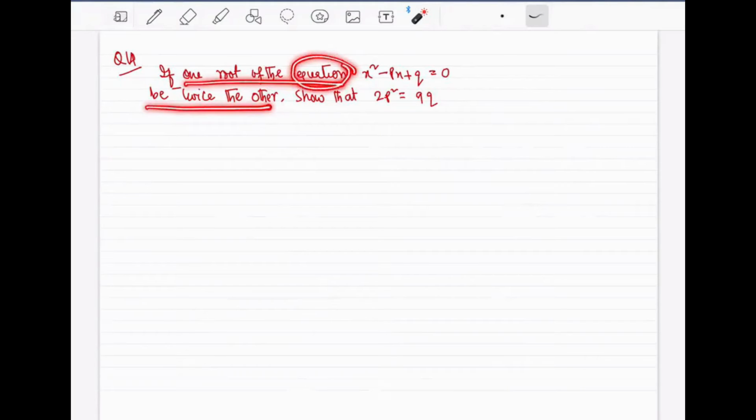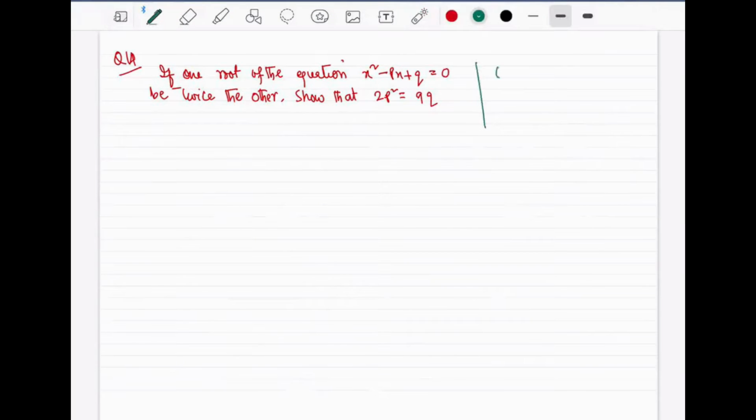What is the equation? The equation is right here. One root is twice the other. That's the given. What is given here according to the question? One root is twice the other. What do you have to do? You have to show that 2p² = 9q.